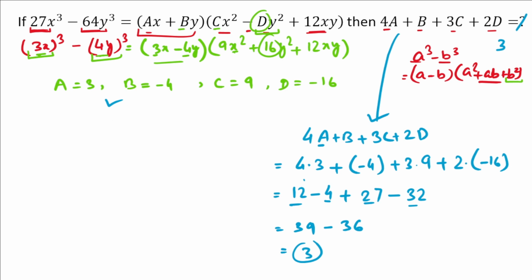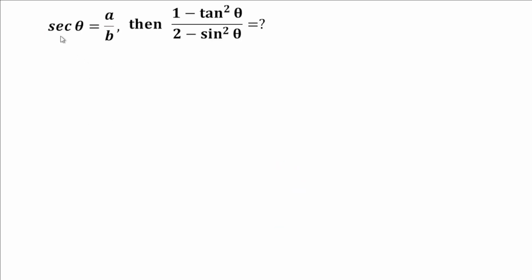Now let's move to the second question, and here sec theta is given. Sec theta is a by b. Then we'll have to find the value of 2 minus tan square theta, whole term divided by 2 minus sine square theta.